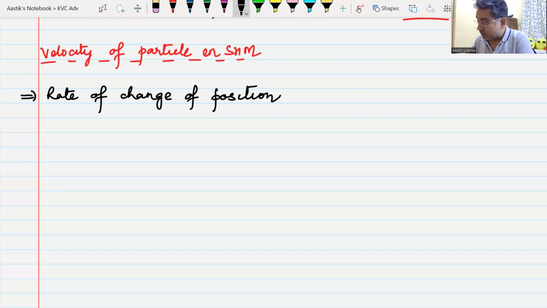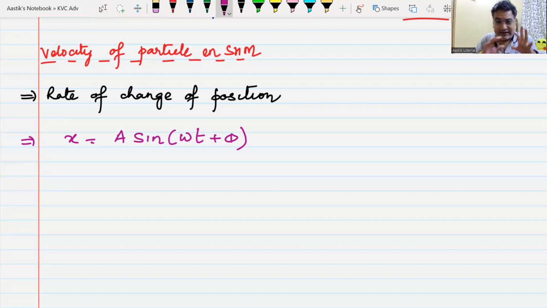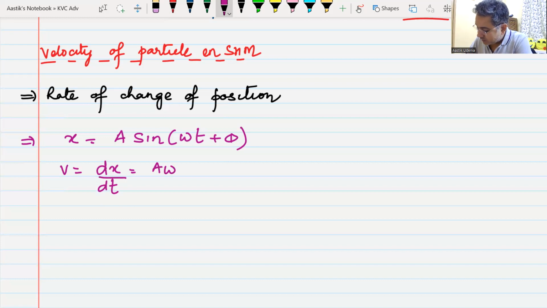Now, how will you find out the velocity of the particle? If I write the most general equation, it will be written as x equals A sine of omega t plus phi. Do you understand the meaning of this sine omega t plus phi and writing the most general equation? Then my velocity will become the derivative of this, and the derivative of this will be A omega cos of omega t plus phi. We understand this? Yes, sir.